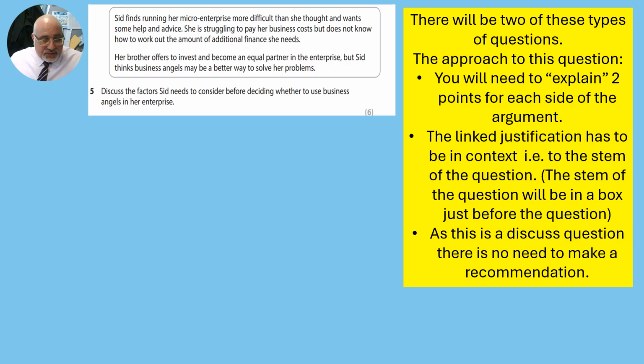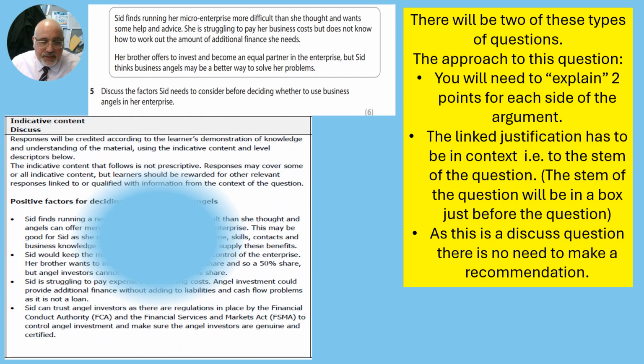So because it's a discuss question, there will be two sides of the argument. In this case, it's whether Sid should be using business angels or not. You'll know business angels as venture capital, Dragon's Den, or anything like that, and carries the same advantages and disadvantages that you have done previously on your homework. So just make sure when you're looking at your justification that it's coming from the stem of the question. But again, each point only needs to be 2, maybe 3 sentences, and if you do that, the 6 marks should be there.